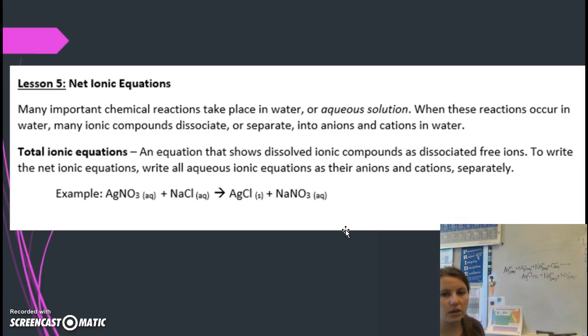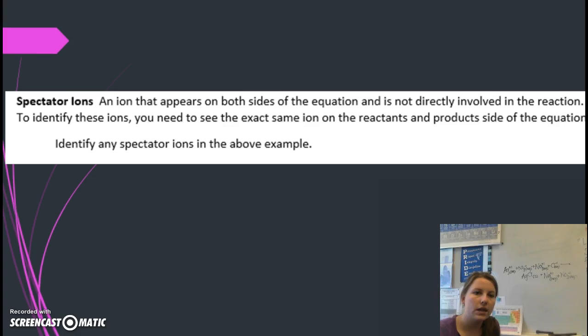I broke apart anything I could that was aqueous into these anions and cations. Now, when we talk about spectator ions, these are ions that appear on both sides of the equation, and therefore are not directly involved in the reaction. You need to be able to identify spectator ions, and know when you're looking at a reaction if you have any spectator ions and what they are.